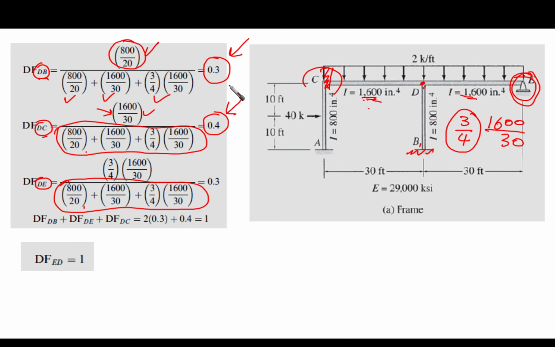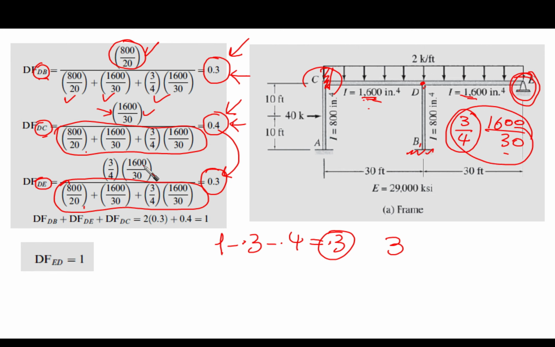Then, based on this, if you know the two distribution factors, then the third one can be calculated easily, which is going to be 1 minus 0.3 minus 0.4. So it gives you 0.3 here. Or you can calculate it as a check for you. So the check for DE, the far end is hinged, then we're going to use 3/4 times 1600 over 30, all of them. We're going to put it here. So this is the numerator in this case.